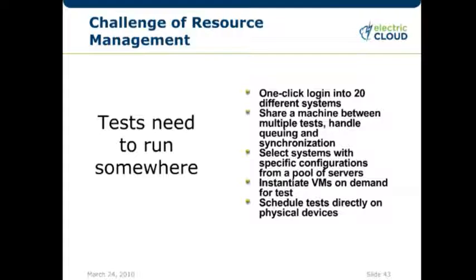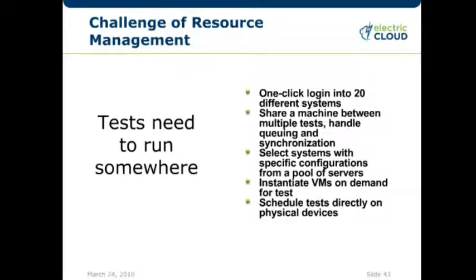If I have multiple tests that need to run, maybe they're even different test frameworks, and I want them to run on the same machine or the same resource or the same configuration, I should be able to do that. I should be able to figure out how I queue them, how I synchronize, how I organize multiple things going to those same resources. I should be able to select systems pretty easily that have the desired configuration. Maybe it's the operating system. Maybe it's the version of my software that's on it.